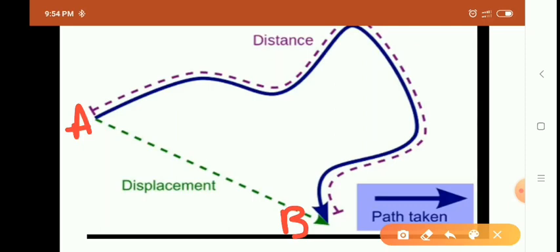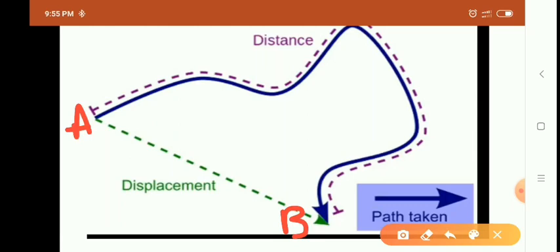Just like in your room, you have two ways to move to your kitchen. One way is to move from your room to your parents' room, then to the dining hall, and then you can move to the kitchen. The second way is to move directly to the kitchen. When you move directly to the kitchen, that is your shortest path. And when you move from your room to your parents' room to the dining hall, then to the kitchen, that is the longest path or total path.